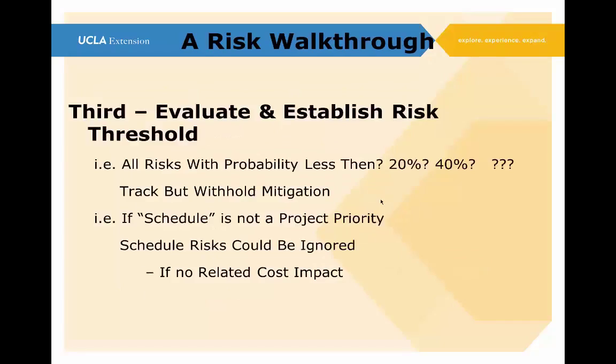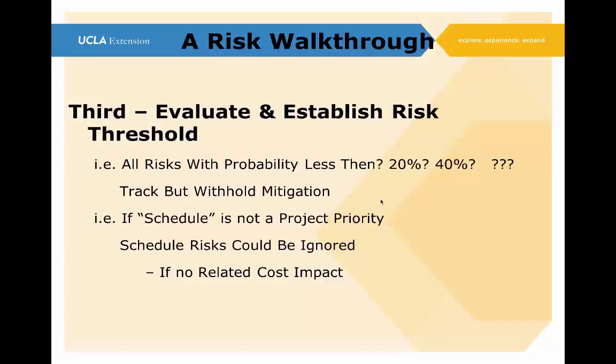Step 2, strategy and mitigation. Third, in our risk walkthrough, we want to evaluate and establish the risk threshold. What do we mean by that? Fundamentally, it goes as follows. We'll have a large number of risks that we've evaluated, taken mitigation on, or done something about, or decided we would just live with the consequences, or we have de-scoped them, whatever the strategy is that we applied. But we will find that we have a large number of risks remaining.